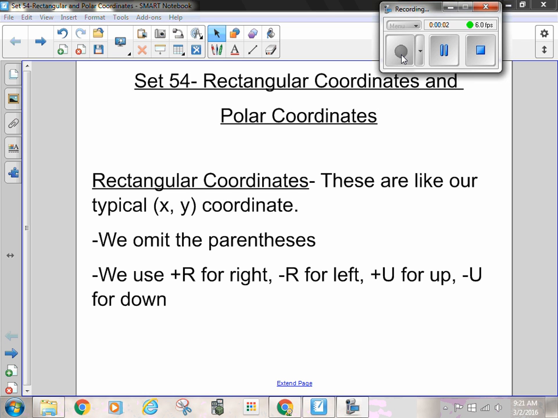All right, ladies and gentlemen, set 54 is on rectangular coordinates and polar coordinates. Rectangular coordinates are like our typical x, y coordinates that we've done before. The only thing is we omit the parentheses, and now we're going to use plus r for right and minus r for left, and plus u for up and minus u for down. Otherwise, it's pretty similar, not too difficult. So let's take a look here.